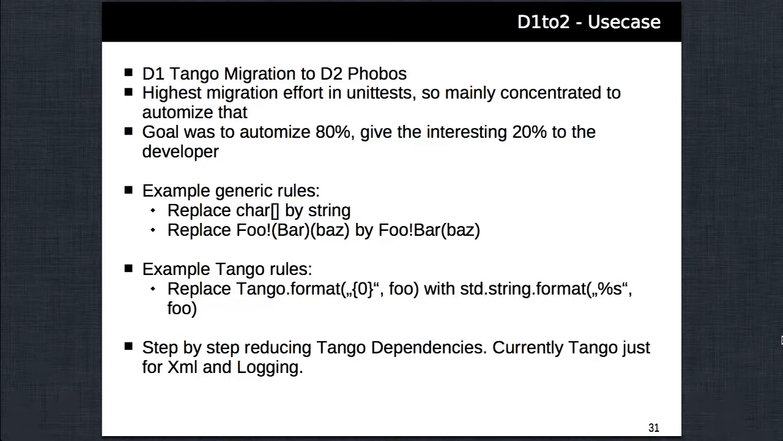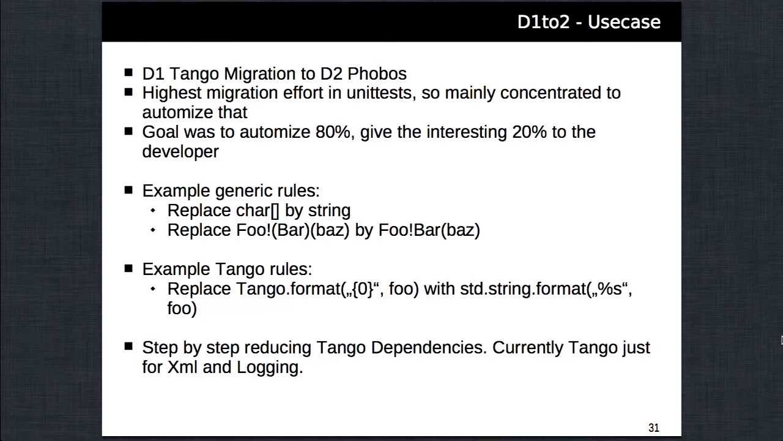Due to the fact that 250,000 lines of code are unit tests for us, and we're using D-unit, and D-unit from D1 to D2 is a little bit different, our highest migration effort was in the unit tests, so we mainly concentrated on this point. And writing such a tool from D1 to D2 is just not fully possible, as you also can't automate C# conversion to D with a tool. So our goal was just to automate 80%, and the interesting 20% we let the developer do.